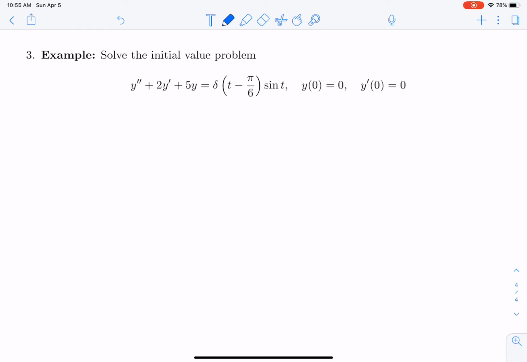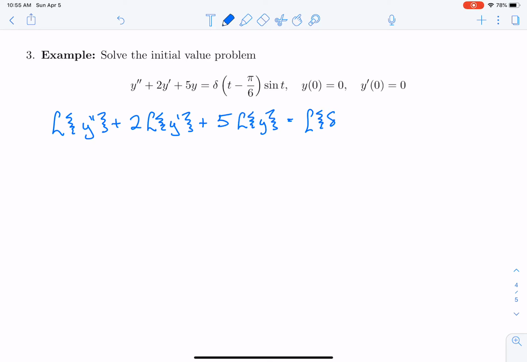Okay, so the Laplace transform of y double prime plus 2 times the Laplace transform of y prime plus 5 times the Laplace transform of y, in this case, is going to equal the Laplace transform of delta of t minus pi over 6 times sine of t.